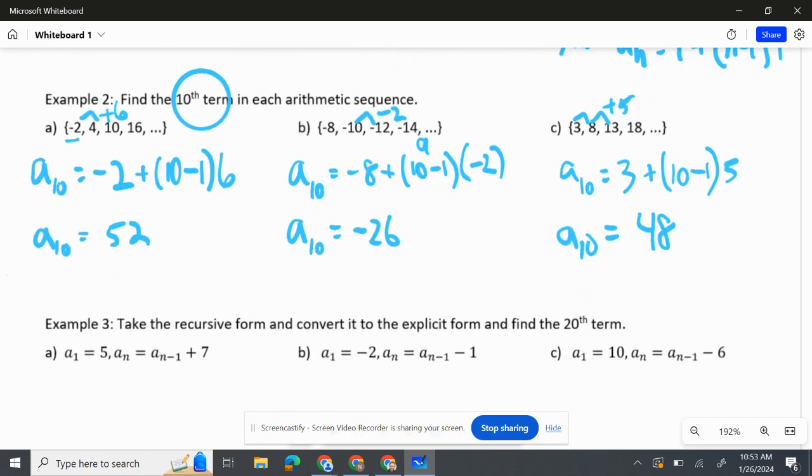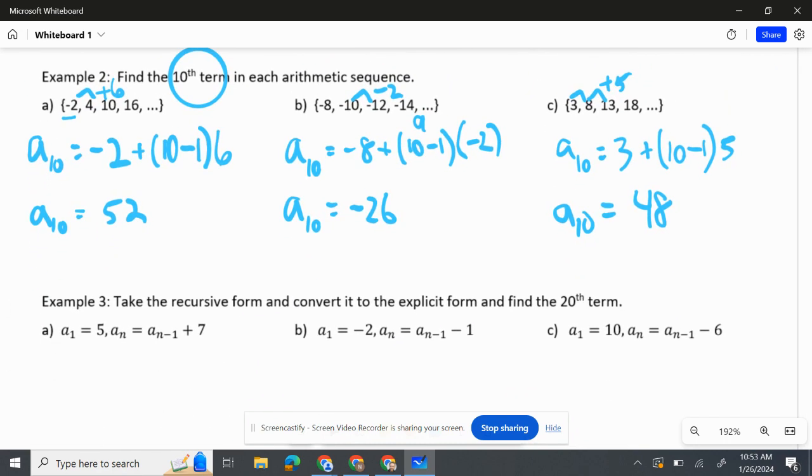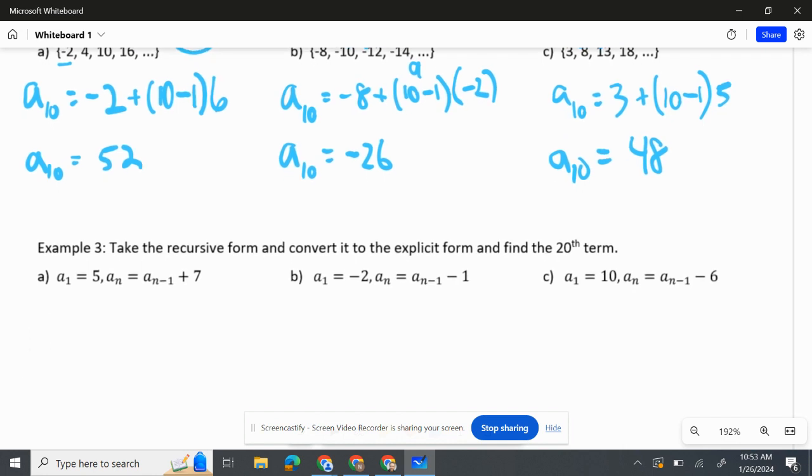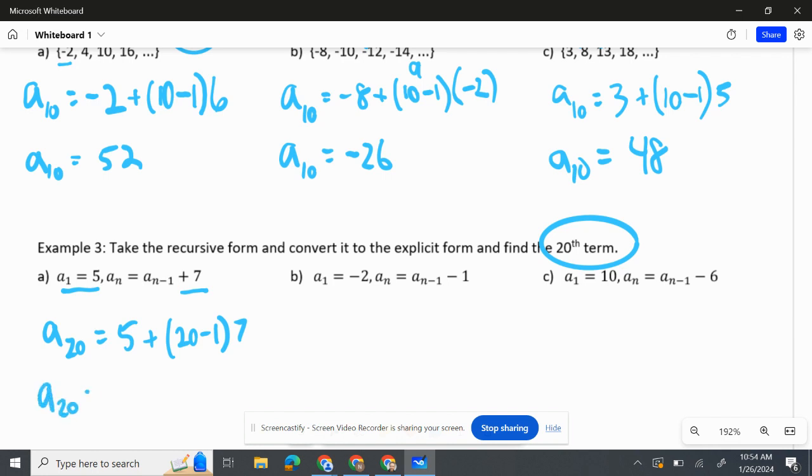Now, for the next one, they have the recursive form, and what we're going to do is find the explicit form. They tell us our first term, they tell us the common difference. So we're going to plug it in. Notice it's saying find the 20th term. So we're going to go a sub 20 equals 5 plus 20 minus 1, and we're going to times it by 7. And that right there gives us the answer of 138.